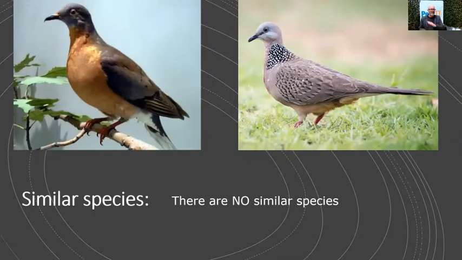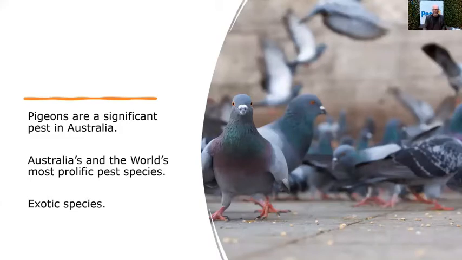So the interesting thing is a lot of the bird species that we've talked about during the last couple of weeks, there are many similar species, and it's important to get the right identification. But when we're dealing with pigeons, there's generally no confusion. On the top left, we have the passenger pigeon, which is extinct and obviously not found in Australia. But on the right-hand side, we have a spotted turtle dove, but realistically, there are no similar species here in the country.